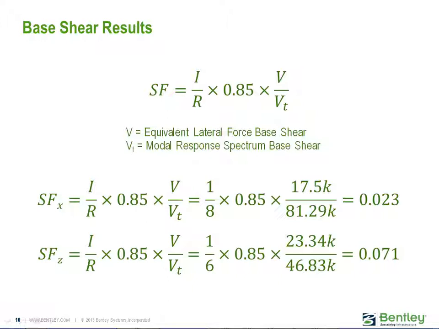If we perform these calculations using our I over R quantity, and for this exercise we will include an importance factor of 1.0 and a response modification factor in the X direction of 8 and in the Z direction of 6, now we would see that a more appropriate scale factor for our seismic load in our X direction would be 0.023 and also 0.071 in our Z direction. We will now change our dynamic load case and then perform our final version of the analysis.